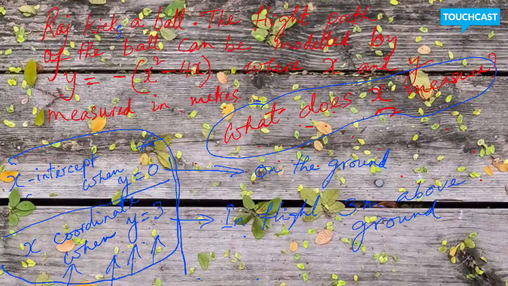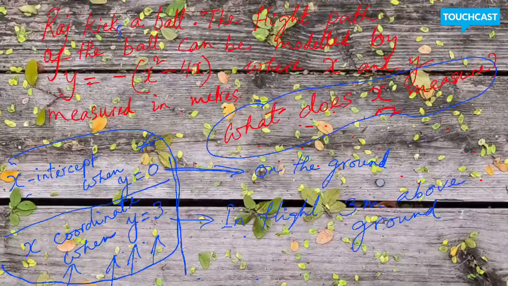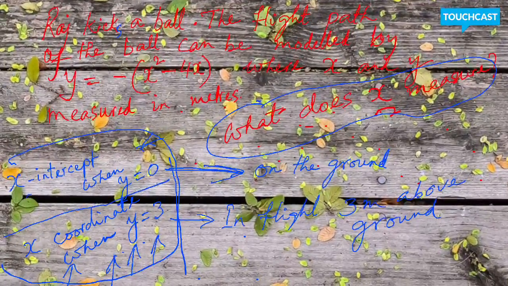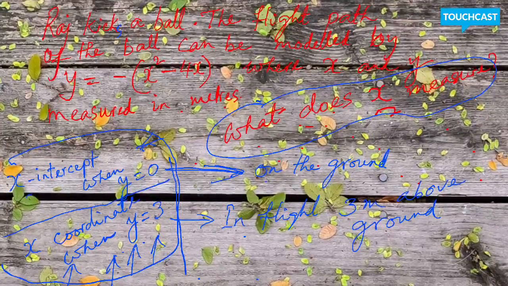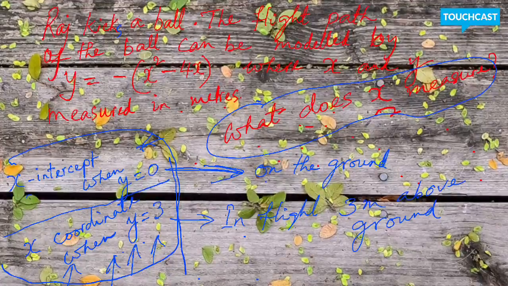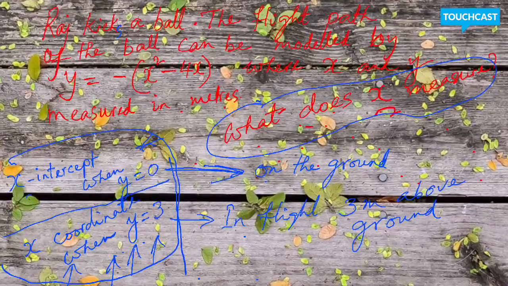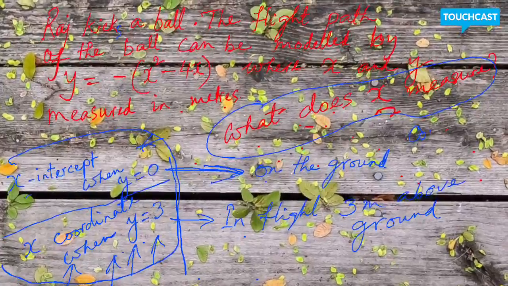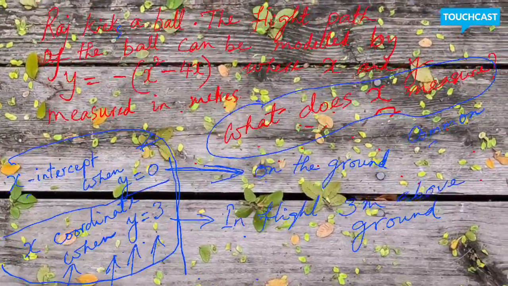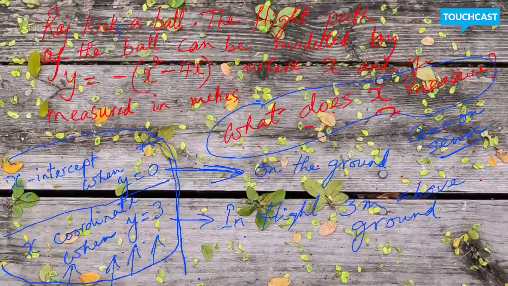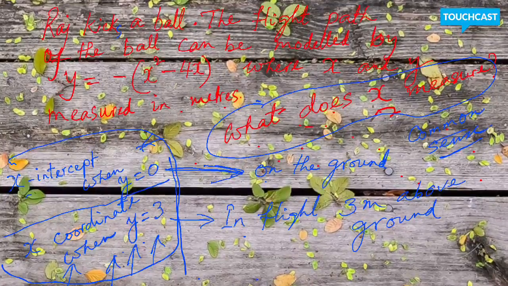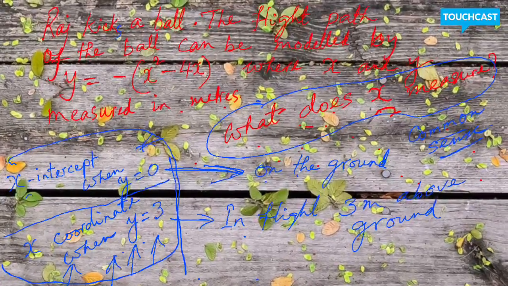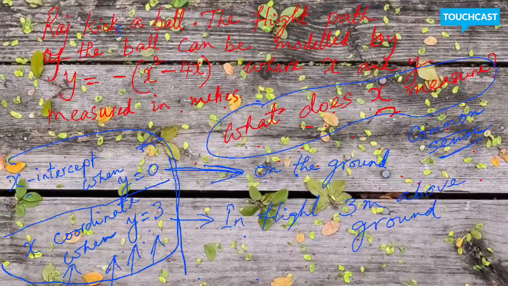Now there is a shift. We are asking our students to learn to understand their surrounding world, which sometimes we refer to as common sense. It's not easy. So instead of saying when y equals 0, we say on the ground, and when y equals 3, in flight, 3 meters above ground.